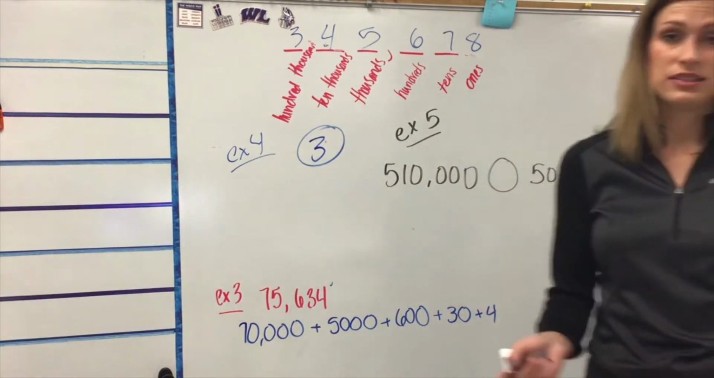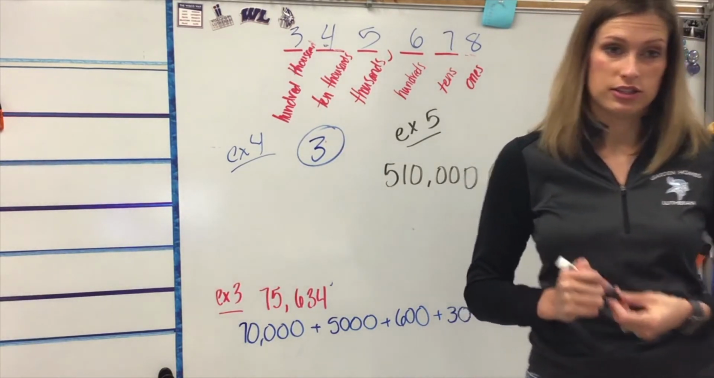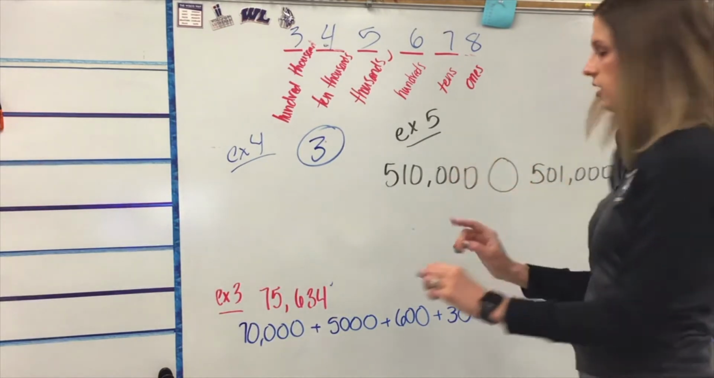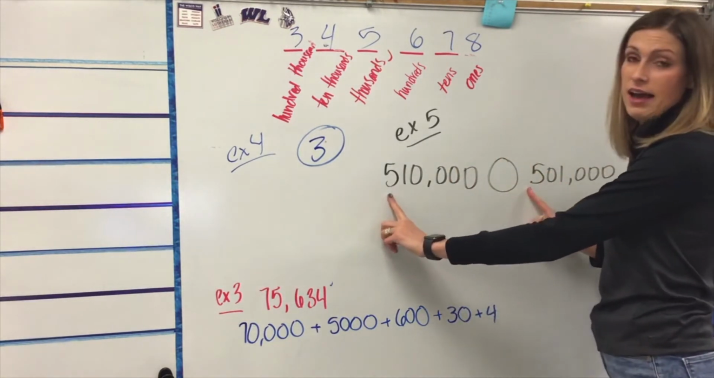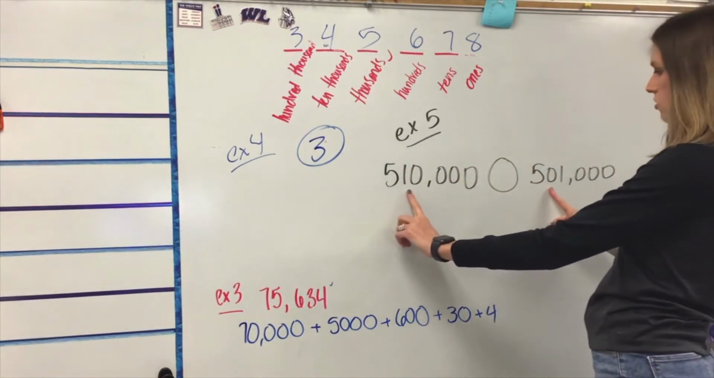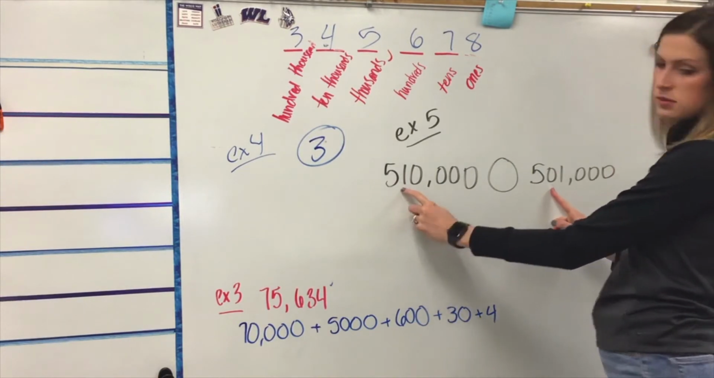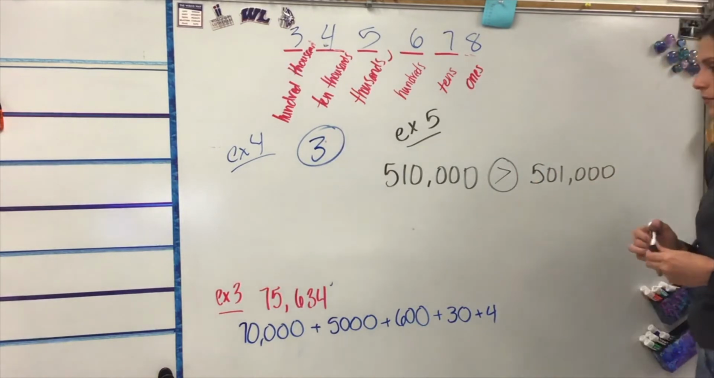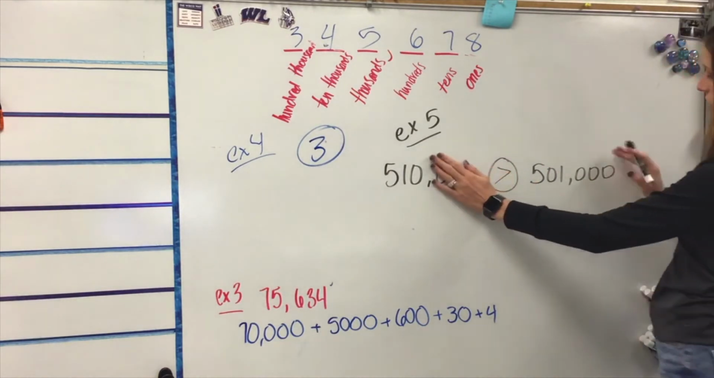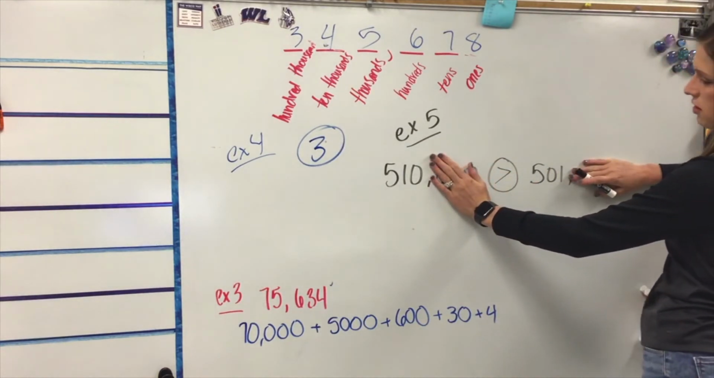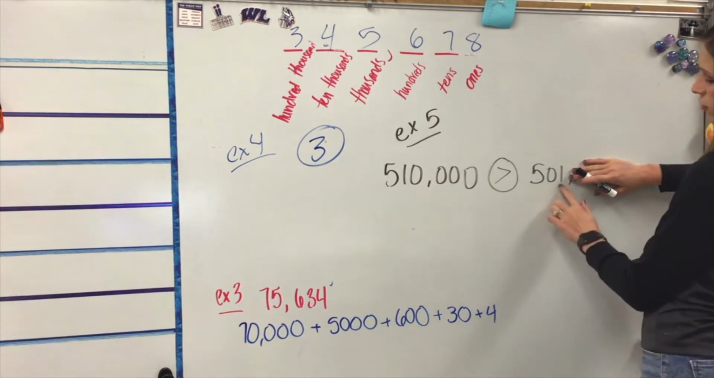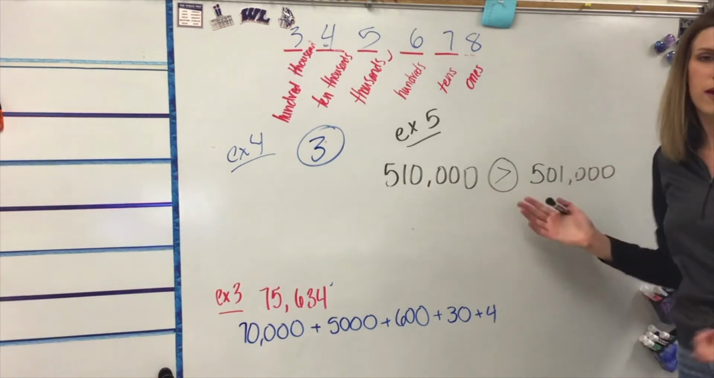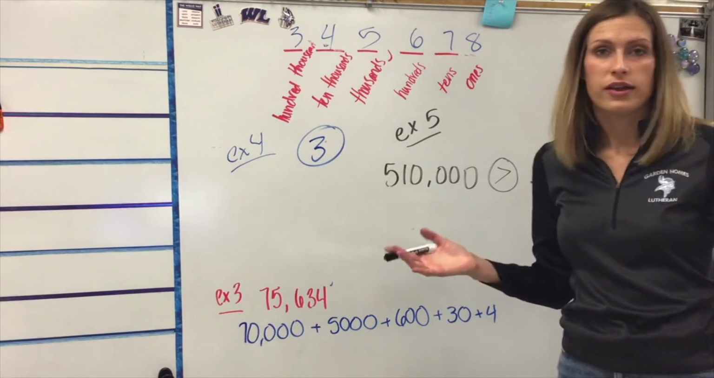So I have the same number of digits, so the digits can't tell me the answer. So I got to look at them individually. 5 and 5. 5 and 5 are the same. 1 and 0. 1's bigger. So this entire number is bigger. If we take off the thousands and we just get 510 and 501, well, 510 is bigger than 501. So that's another way that you could figure it out.